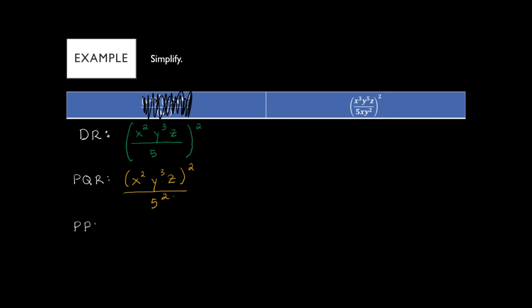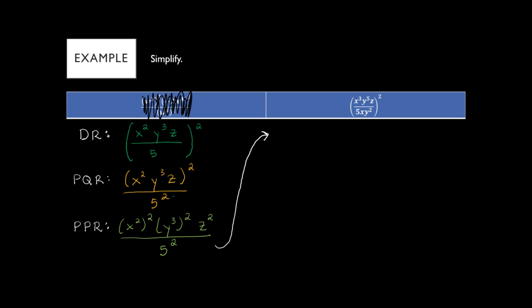Next is the power of a product rule, where you distribute these exponents on the top here. So x squared has a 2 from the outside 2. Y cubed has a 2 from the outside 2. And then we get z squared, and then all over 5 squared. Now, when you get really good at this, you can do all of these in your head and you don't have to write so many steps, but it's good to do it step by step.